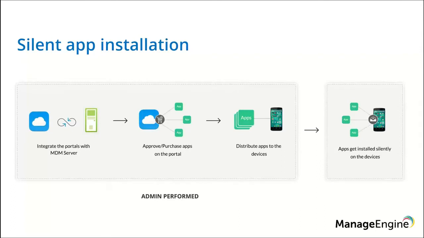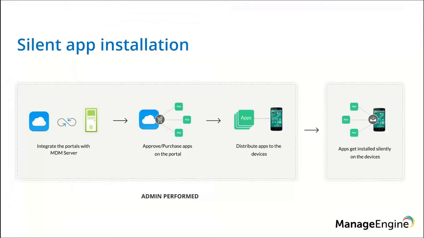Here is the workflow of silent app installation. The first step is to integrate your portal, be it Apple Business Manager or managed Google Play, with your MDM solution and purchase or get the applications from that portal, either ABM or managed Google Play. After approving it, the applications will get automatically listed under MDM due to the previous integration. And from MDM, you can distribute it to the required devices. These applications will not ask for users' permission or users' credentials to get installed on the device. It will get silently installed.